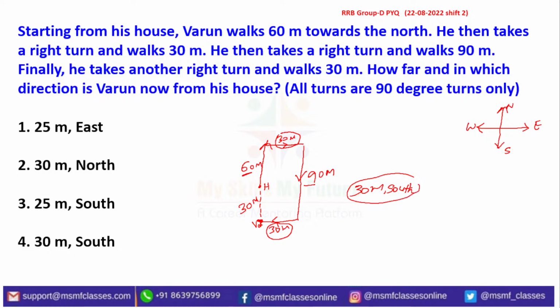See the question: how far and in which direction is Varun now from his house? From here to here is south direction, 30 meters. Option 1, 25 meters east, is wrong. Option 2, 30 meters north, is wrong. Option 3, 25 meters south, is wrong. Option 4, 30 meters south, is correct. Next question.